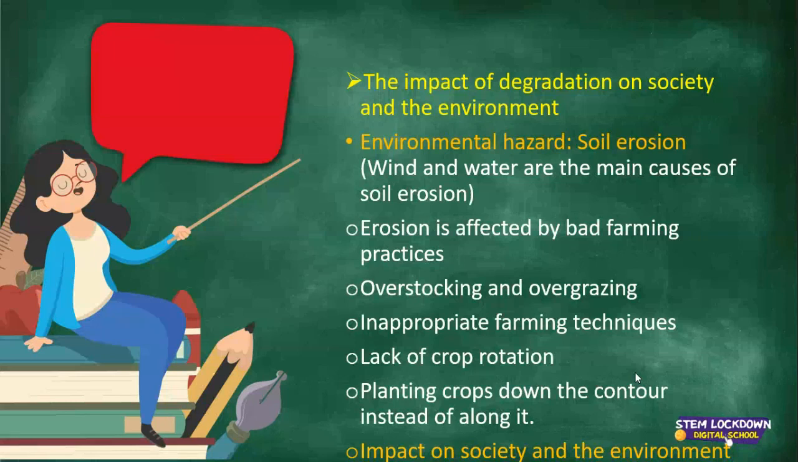Then inappropriate farming techniques is when you use chemicals and you use manure that is made out of dangerous chemicals. So you always use manure that is not harmful to the environment, that is made out of maybe fruits and vegetables and degradable things.